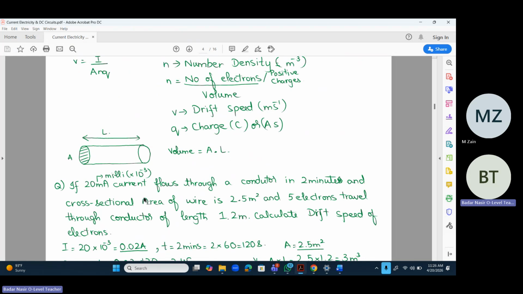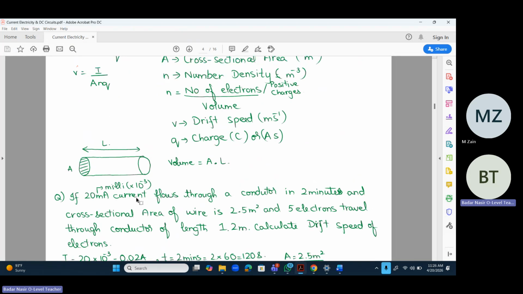Now we have a question. If 20 milliampere current flows through a conductor in 2 minutes and the area of the wire is this, and 5 electrons travel through a conductor of length 1.2 meter, so calculate the drift speed of the electrons. Okay? So we know the length, we know the cross-sectional area, so we can find out the volume of the wire. Volume का formula area into length.